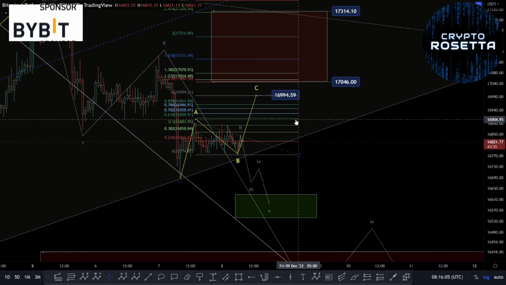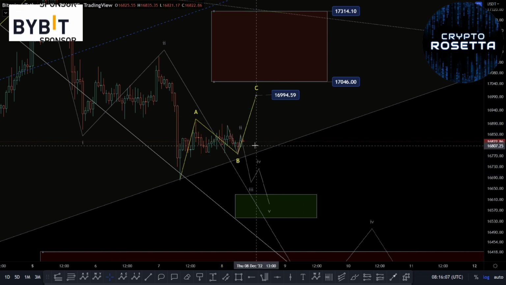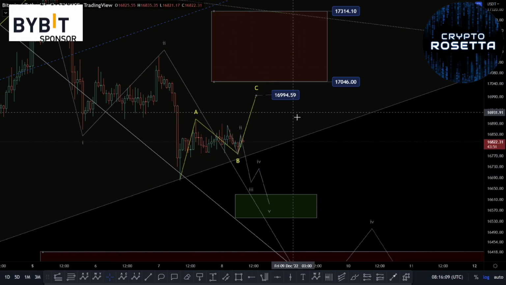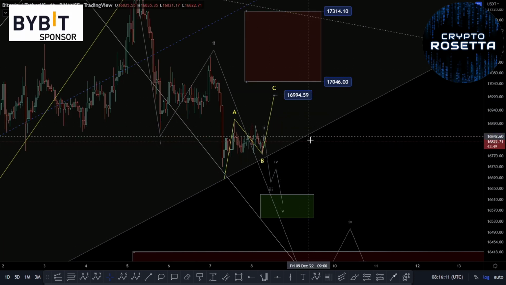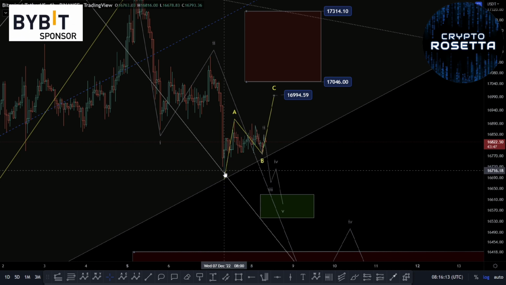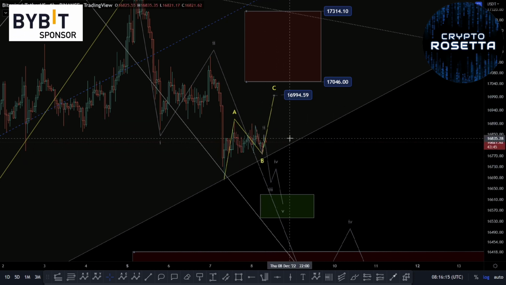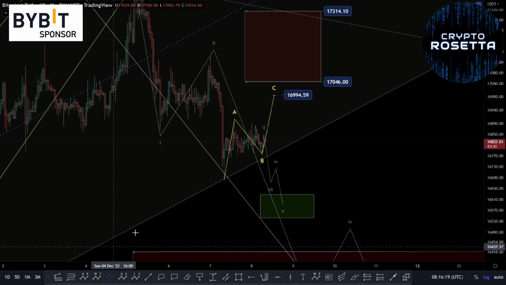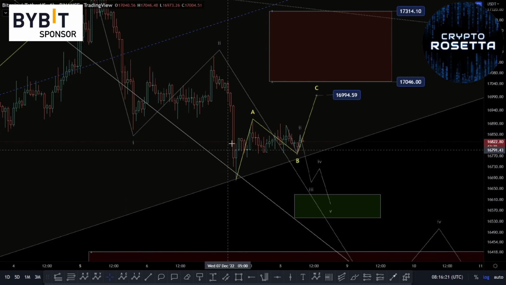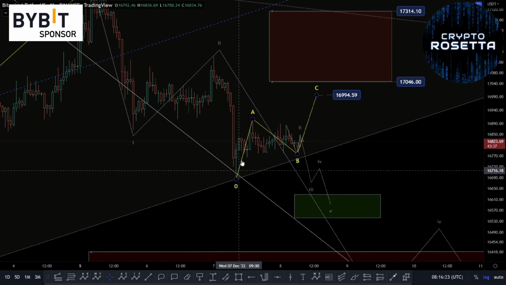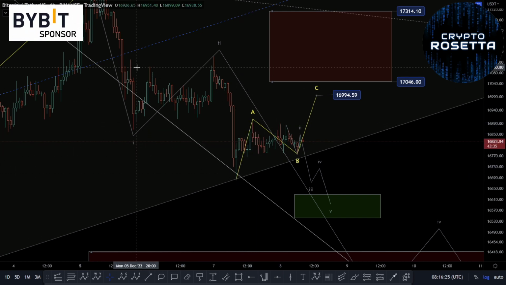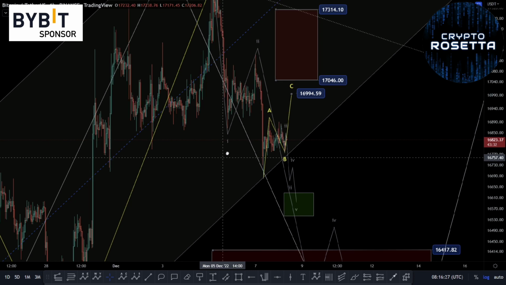So that could effectively form an ABC, or we could be looking for some bigger progression here where potentially we have a 1, 2, 1, 2, and then something to that effect. We have to see how the structure works off of this. This move here is not giving me much confidence as an impulse, but in the subdivisions there might be something going on.